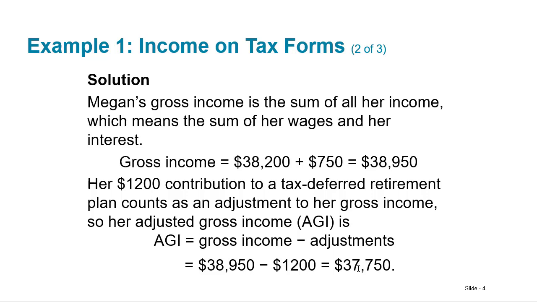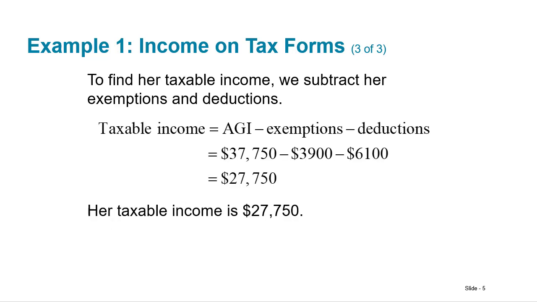The reason why they do that is if you have a tax-deferred retirement plan, right? So it's like a Roth IRA. These are tax-deferred retirement plans. That money goes out before taxes, so it comes right off the top, and it's as if you made less money that year. So it's kind of nice. It's like tax-free. And then her taxable income equals that AGI amount minus all of her exemptions and deductions, right? So she had the $3,900 exemption, the $6,100 deduction, comes down to her taxable income being $27,750.